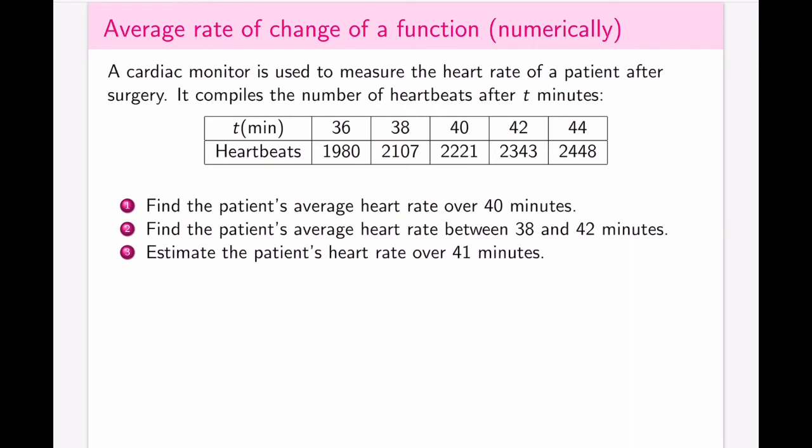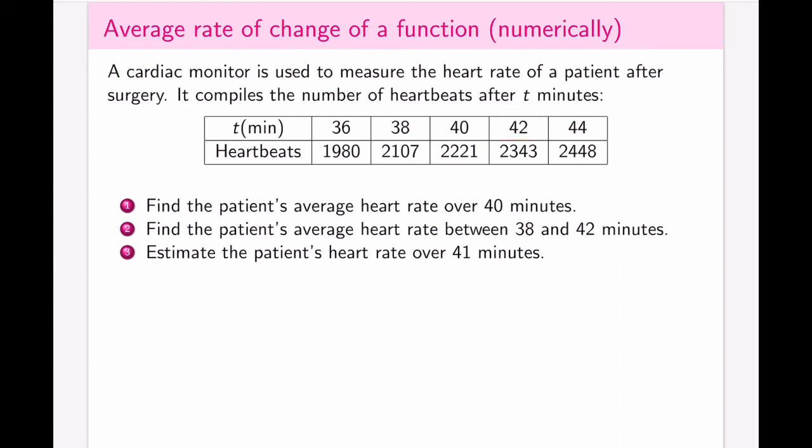So what I have is a cardiac monitor that measures the heart rate of a patient after a certain number of minutes. On top is the number of minutes, and on the bottom is the number of heartbeats that have been recorded up until this number of minutes. As you can see, the number of heartbeats keeps increasing and the time keeps increasing as well. So for example, in 42 minutes, we're going to have 2,343 heartbeats.